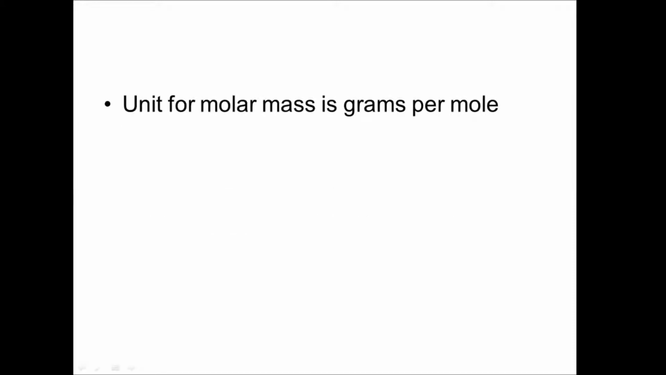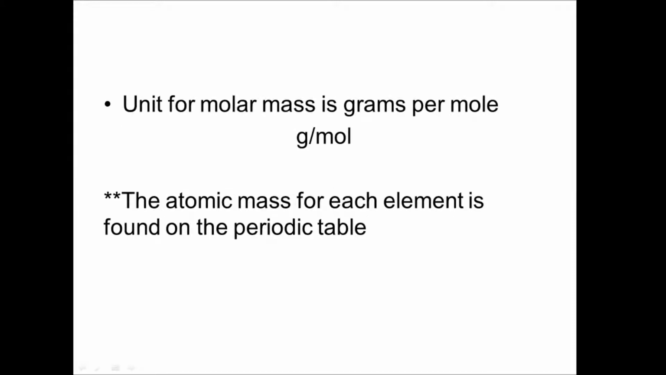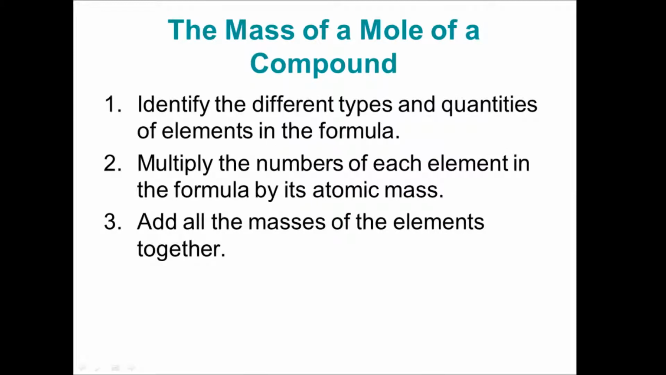Alright, now the unit for molar mass is going to be grams per mole, and just remember for the atomic mass, or for the molar mass, they're all found on the periodic table. Alright, there are 3 easy steps we're going to follow in determining the molar mass of a compound. The first one is identify the different types and how many of each element are present. The second rule we are going to do is multiply the numbers of each element in the formula by its atomic mass that's found on the periodic table. And then all we're going to do is just add all of the masses together.